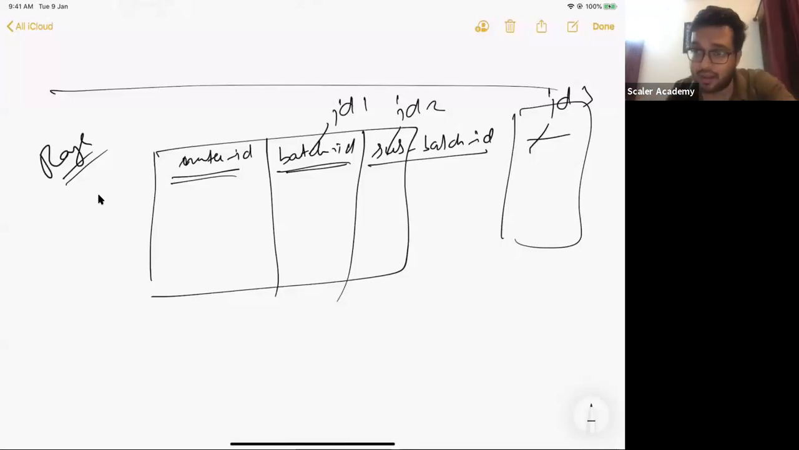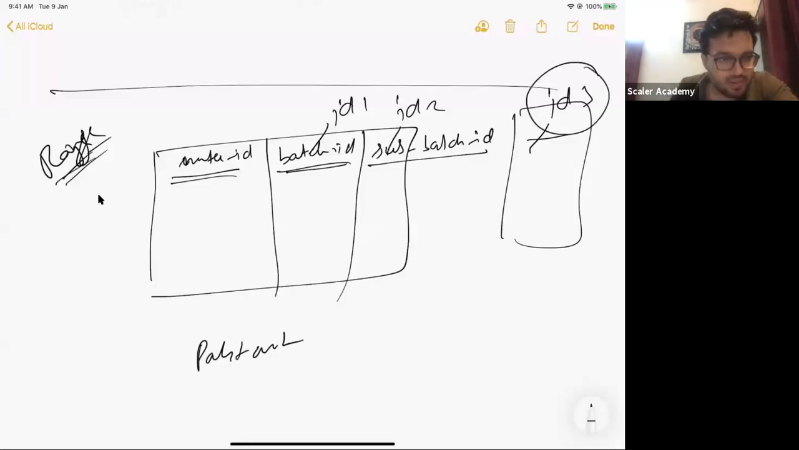Let's look at this fake example, and let's assume that Interview Bit's DB was sharded, spread across multiple DBs. Now, if I want to do a range query, what kind of partition key should I have? Should I have ID3 as my partition key? No. Should I have ID2 as my partition key? No. Should I have ID1 as my partition key? Yes.